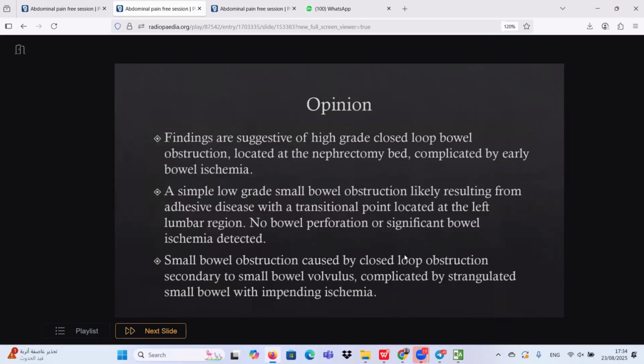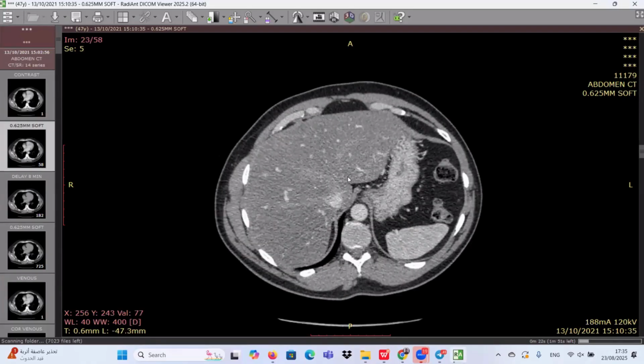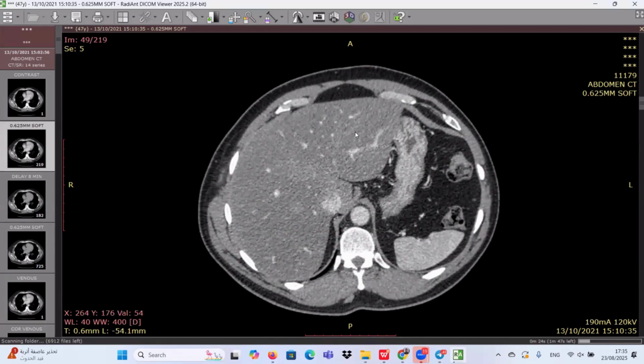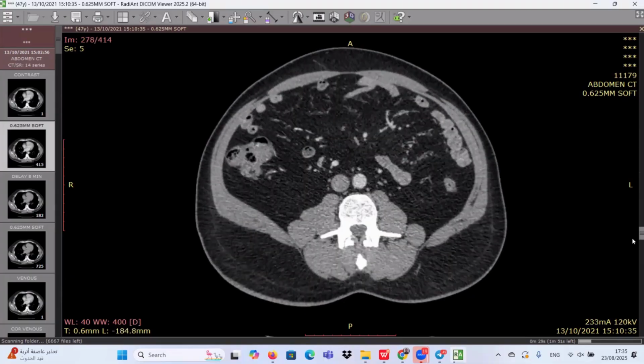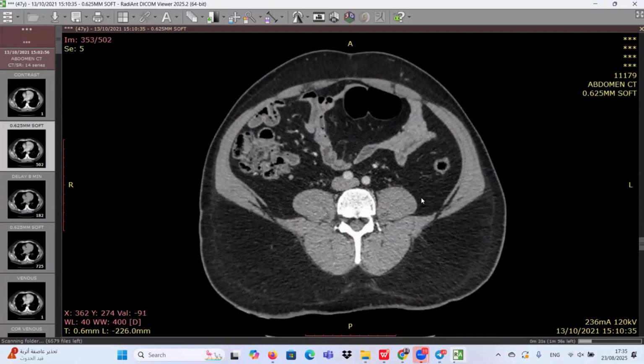Okay, I am sorry to take a long time in this discussion, but let me go to the next case. Candidate number 11, a case of left-sided abdominal pain. If you want to scroll. Sir, if you can scroll for me, please.